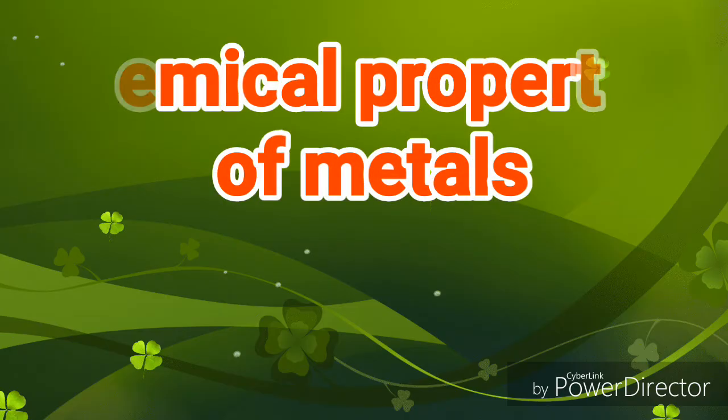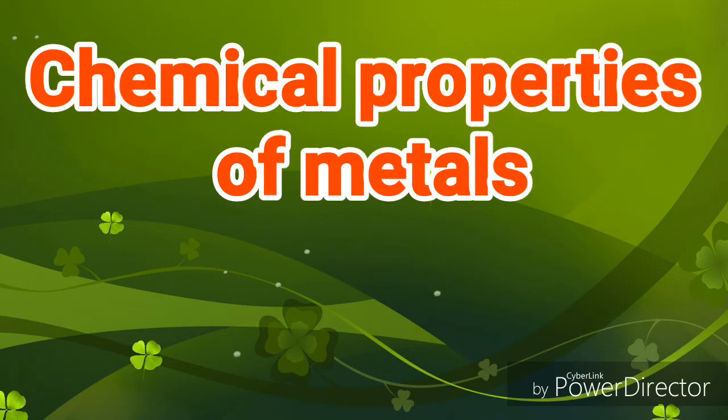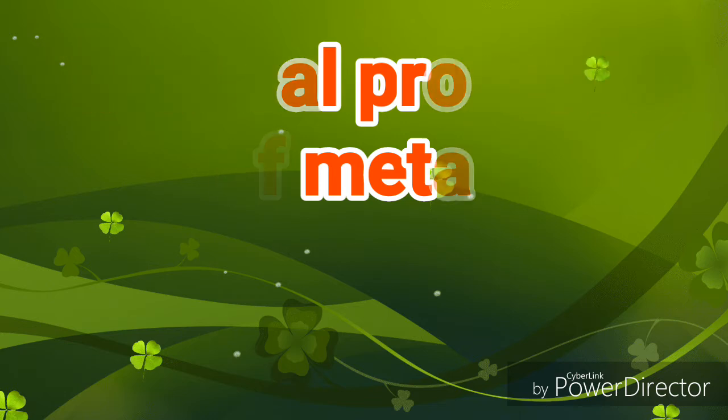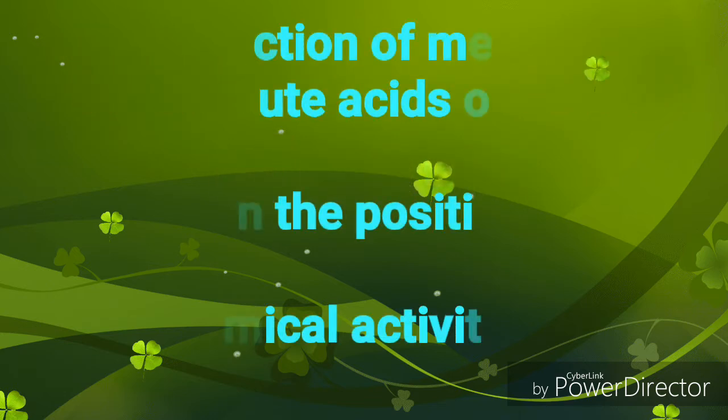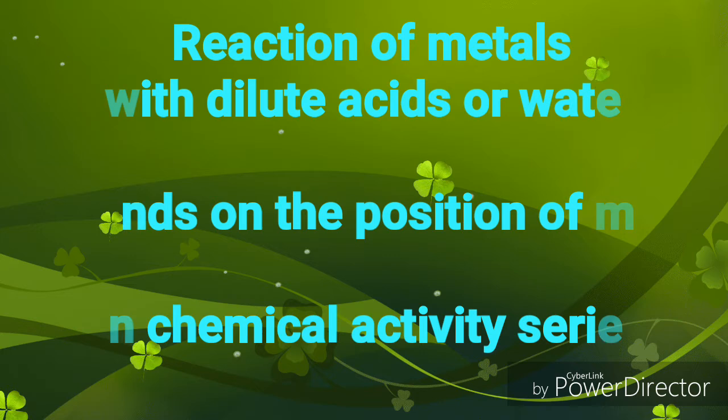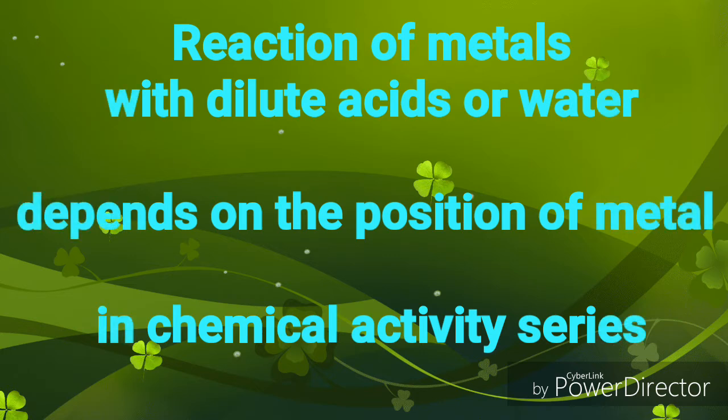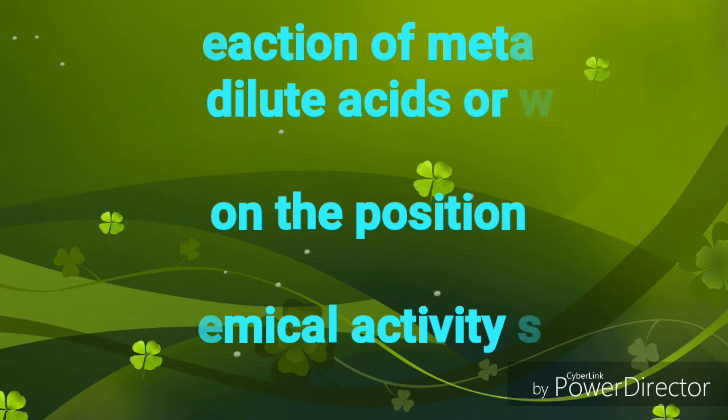Now we will talk about the chemical properties of metals. First of all, when we talk about the reaction of metals with dilute acids or water, we must study the chemical activity series, because this reaction depends on the position of the metal in the chemical activity series.